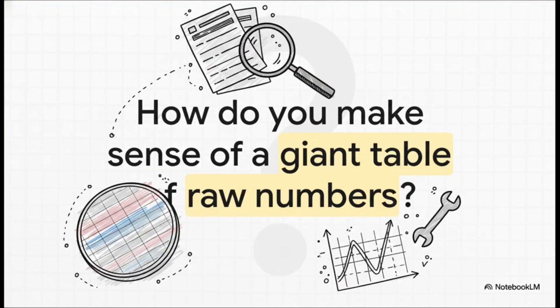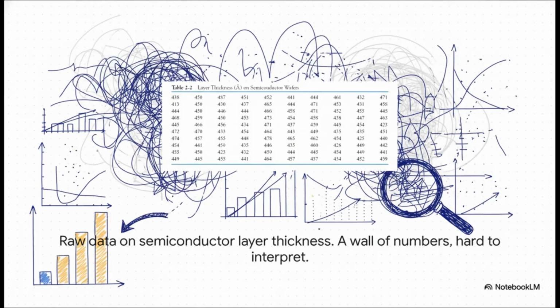So put yourself in the shoes of a quality engineer. Your job is to watch the thickness of a special coating on hundreds of semiconductor wafers. Every hour, you get a new flood of data, and it looks something like this. It's just a sea of data, a total wall of numbers. Can you spot a trend in there? Is the process stable? Is something going wrong? Honestly, it's pretty much impossible to tell just by looking at it. Not very helpful, is it?